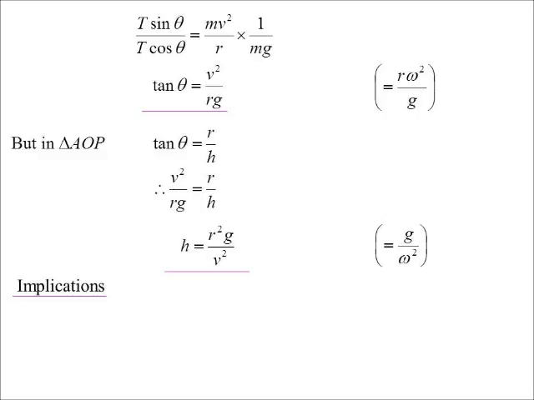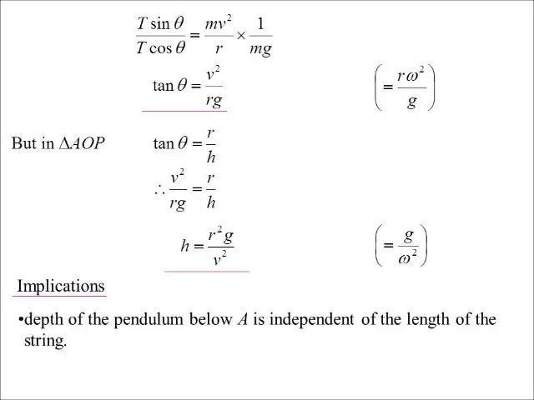So there's some implications there. The depth of the pendulum, that's what h was, how far down, is independent of the length of the string. It's nowhere in there. When I look at this one, that makes it more obvious, g on omega squared. It's got nothing to do with the length of the string, other than, of course, it can't be further down than the length of the string because that would be a physical impossibility. But other than that, it's totally independent of the length of the string.